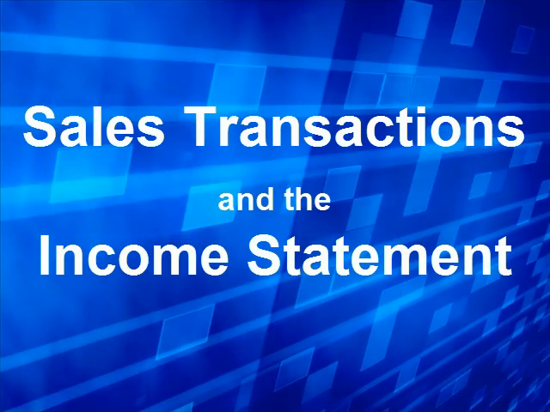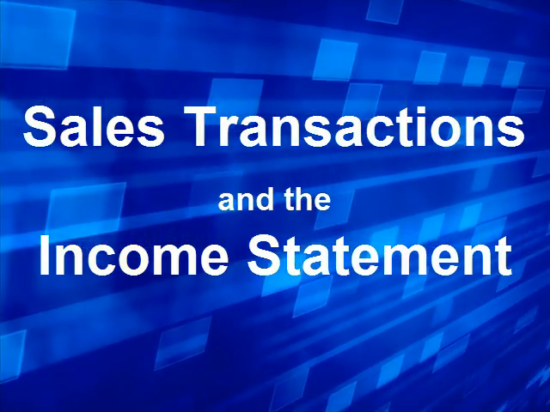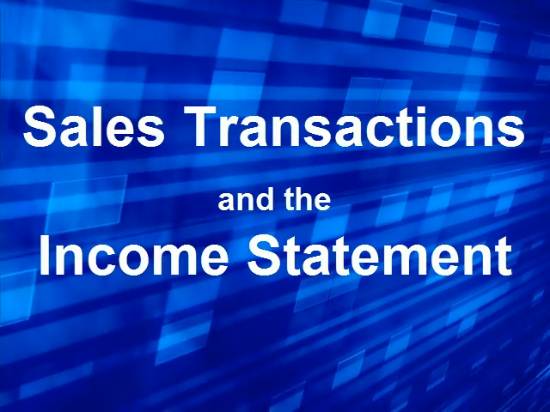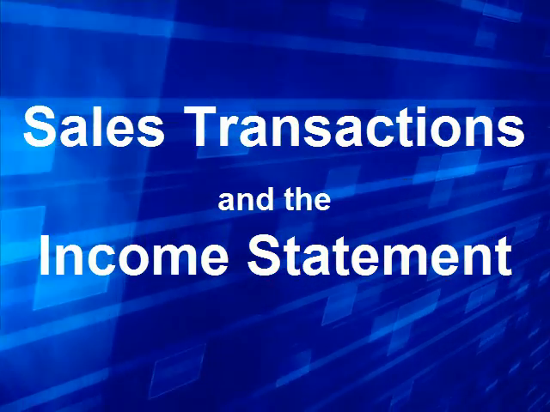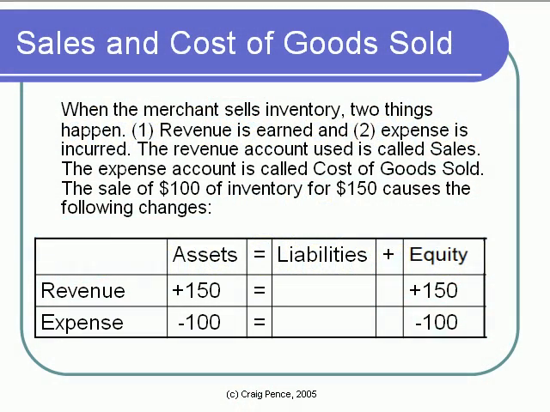In the previous video, we accounted for inventory purchases and examined inventory costing issues. Here in part 2, we will account for inventory sales and take a look at the merchant's income statement. When the merchant makes a sale of merchandise inventory items to a customer, two things happen.